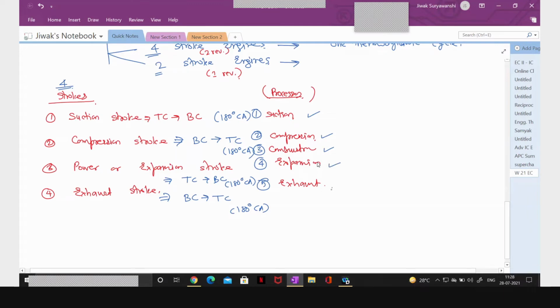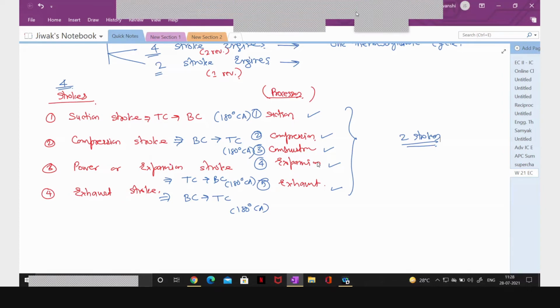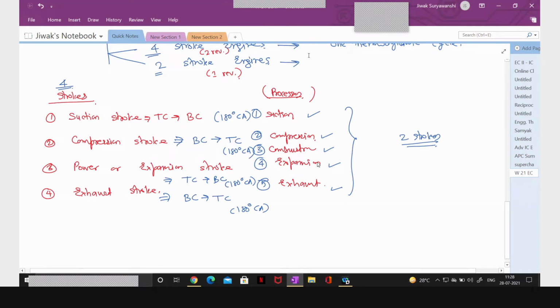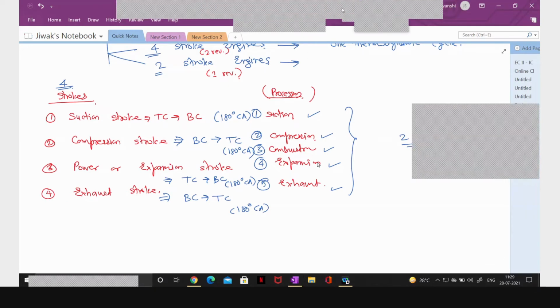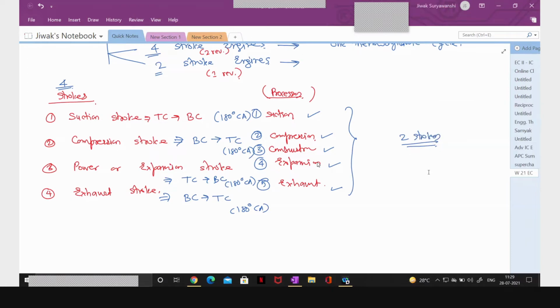Now, if you can achieve this in 2 strokes of the engine, then it is known as a 2-stroke engine. You can achieve all the 5 processes in the case of a 2-stroke engine. So does anybody have any idea about this 2-stroke? Yes, anyone? Can anyone tell me about the 2-stroke engine? How will all these 5 processes occur in a 2-stroke engine?